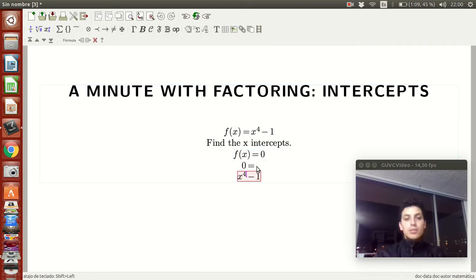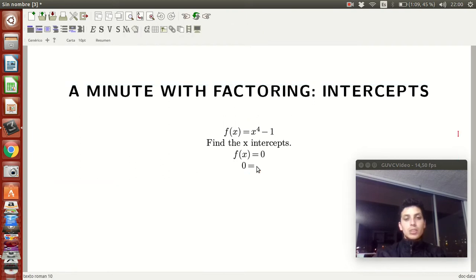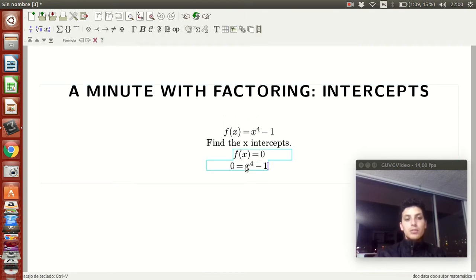Okay, now we have x to the 4th power minus 1. The main idea of this way of factoring is that we need to find when the equation is 0. So maybe you can say that if x is 1, 1 to the 4th power is 1, 1 minus 1 is 0. We have one solution. But it's a 4th-degree polynomial, so it is supposed that we have 4 solutions. So that's why we use factoring.